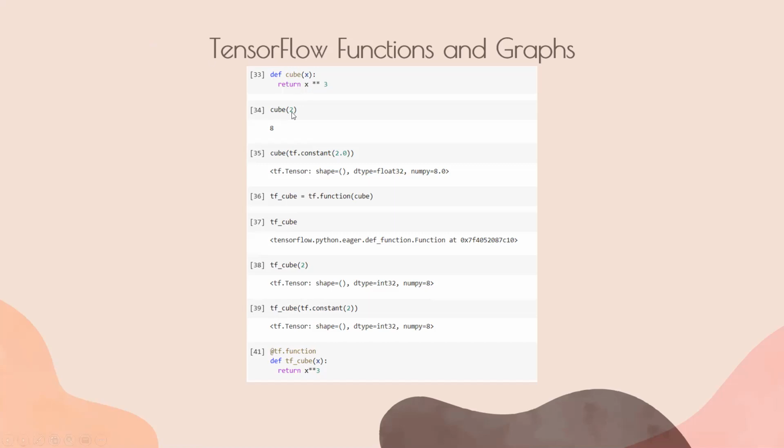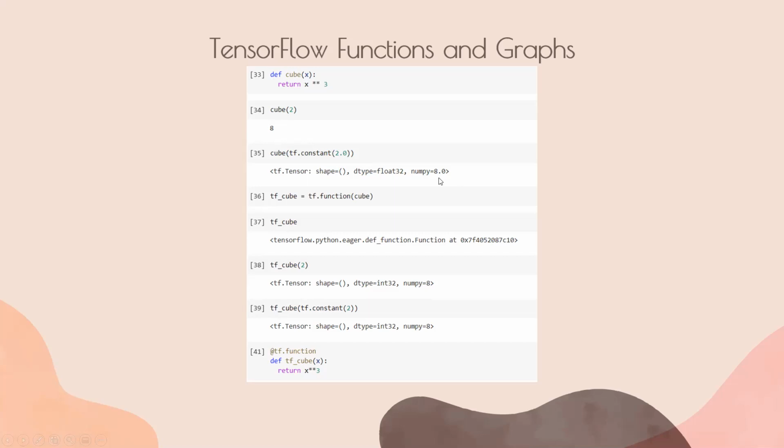So if I take cube 2, what do I get? I get 2 to the 3rd power, which is 8. And I can also do the same thing with TensorFlow. If I take this function, which is just written for Python and doesn't have anything to do with TensorFlow, I can still pass 2 in and I still get 8 out.